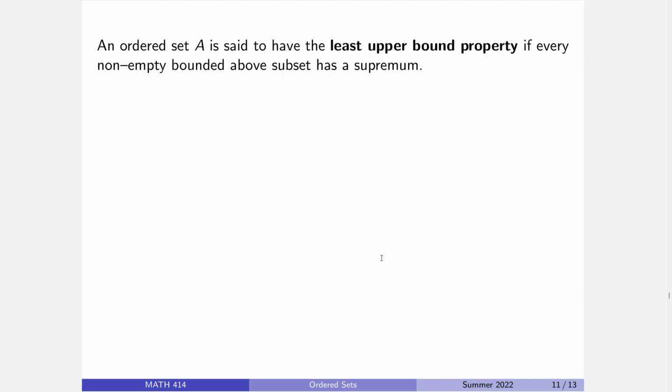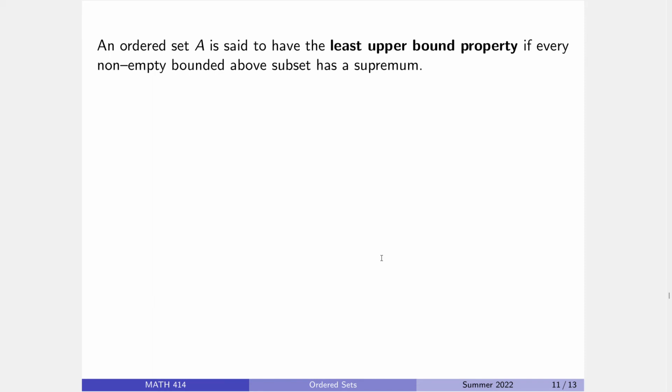Now, let's actually do something that is a bit of a tricky proof. An ordered set has what we call the least upper bound property if every non-empty bounded above subset has a supremum. Like I said, there's nothing immediately saying that a bounded set has to have a supremum. And in fact, it's possible that you don't. We'll talk about that a little bit later.